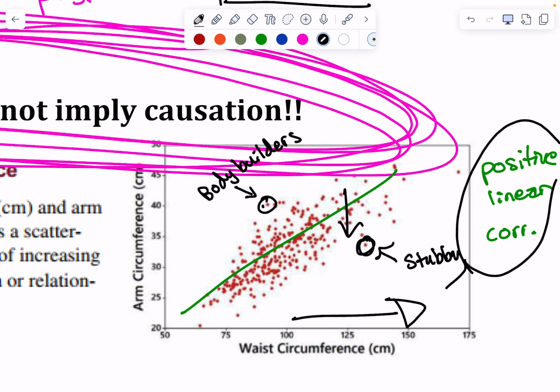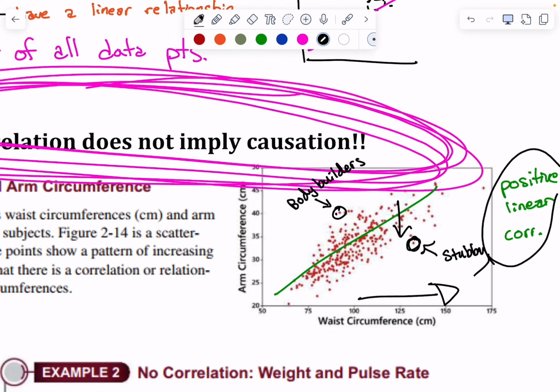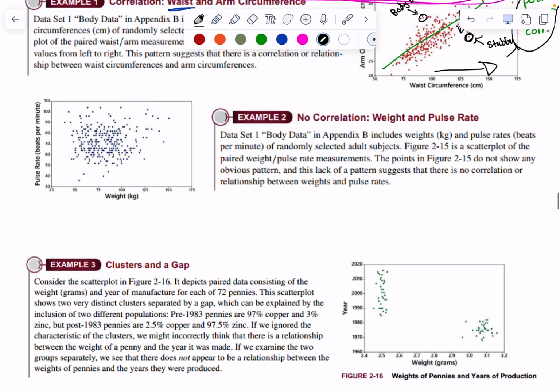Technically, no, I don't think so. It's what you're eating that causes it. Your waist doesn't cause your arms to get bigger. If you're working out and your arms are getting bigger, your waist isn't going to get bigger. Okay. All right. It's just correlation. Okay, example 2.